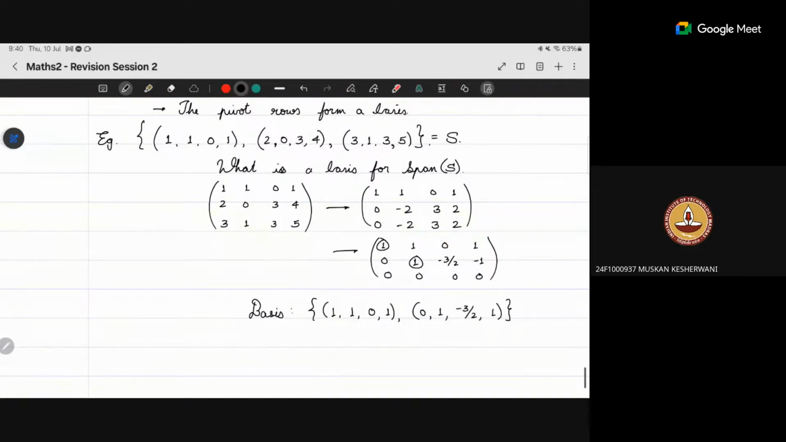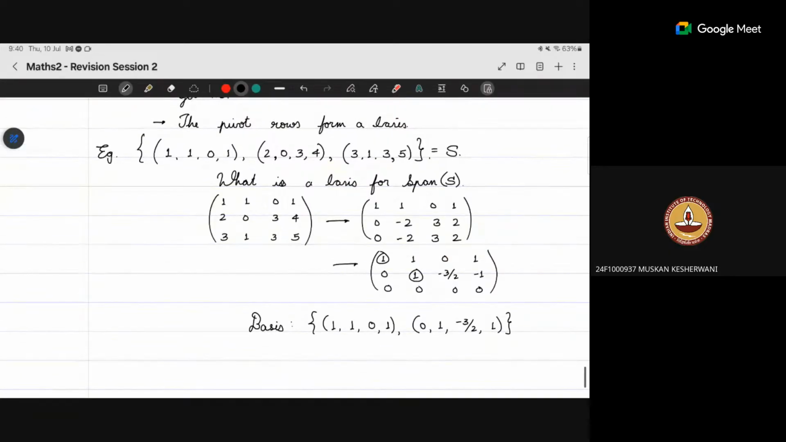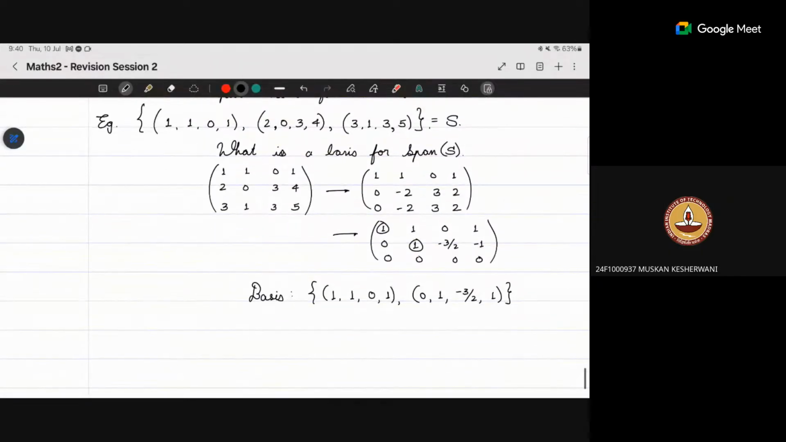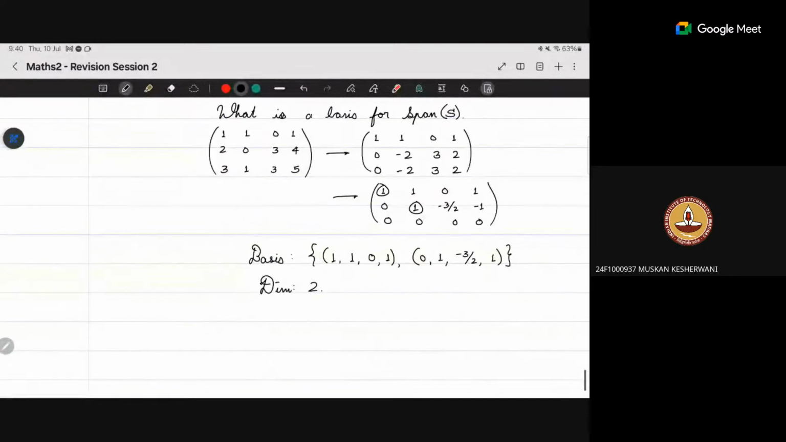There could be many other bases. As we have already seen, we could just take the first two vectors and get a basis itself. But as per the algorithm, you take the rows containing the pivot elements, the non-zero rows, and that would be a basis for your span, and the dimension is 2. This is as per the row method.